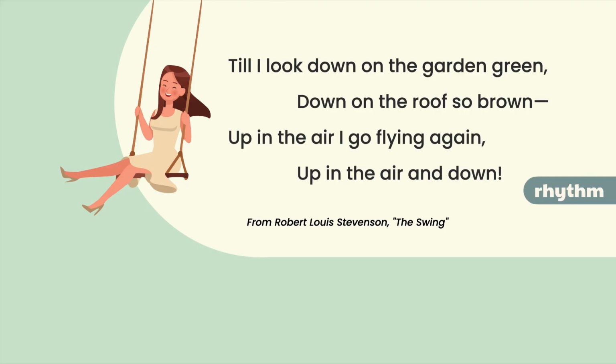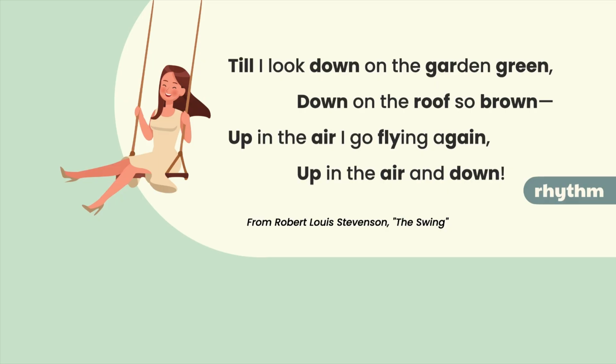And what about the rhythm? Do you think the poem follows a specific pattern, or is it written in free verse? I think it has a rhythm. Check it out. The syllables seem to follow a pattern, which is creating a sort of beat for the poem. Listen for it while I reread the first 2 lines. Till I look down on the garden green, down on the roof so brown. Did you hear the beat? That shows that this poem follows a rhythm.